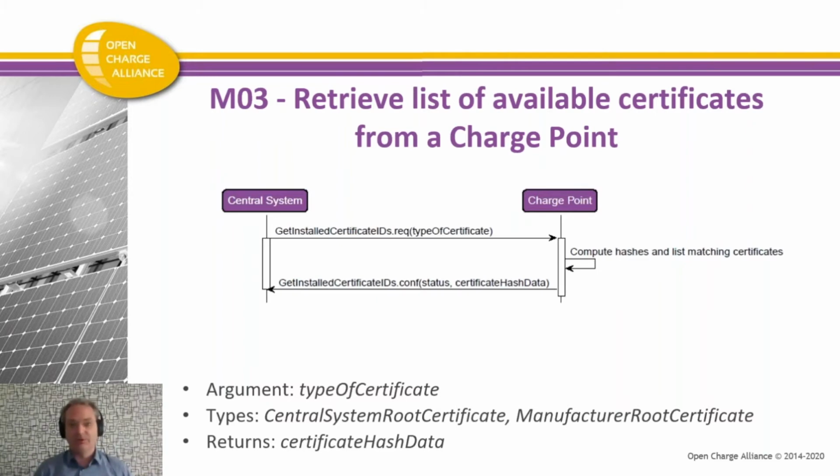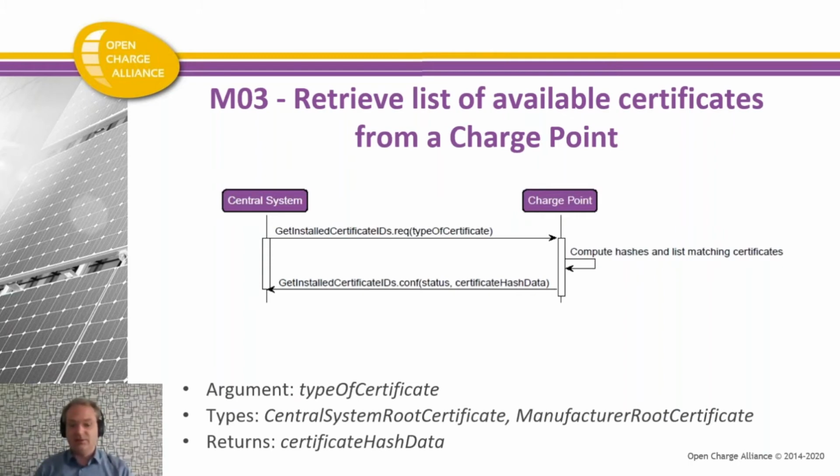The 2 types of certificates that you can request from a charge point are the central system root certificate or a manufacturer root certificate. The first one is used for the TLS connection and also as the root for the client-side certificate. The manufacturer root certificate, I will discuss later. That's used for the signed firmware update operation, but that's later in this presentation.